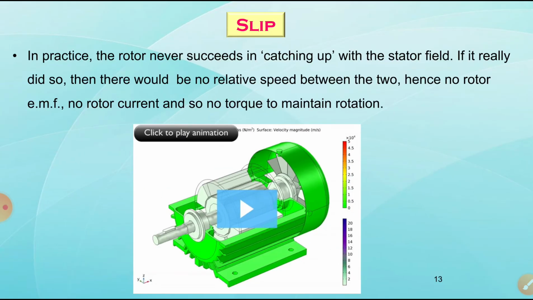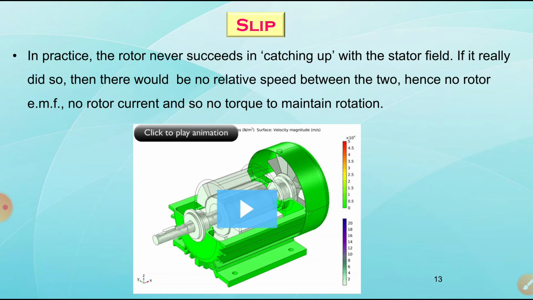Now, in practice, the rotor never succeeds in catching up with the stator field. Just as our Vinayaka never reaches Shiva, a father is always father, a son is always son. There is a gap between father and son. Similarly, there is a gap between the rotating magnetic field speed and the rotor speed. We call the difference between the rotating magnetic field speed and the rotor speed the slip speed.